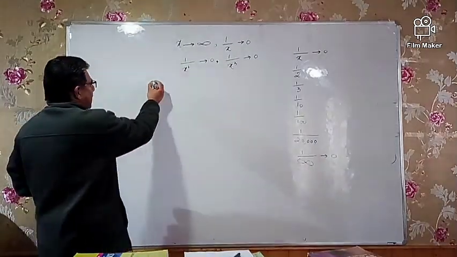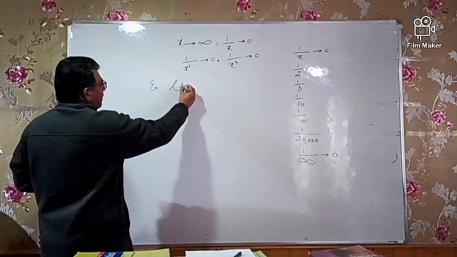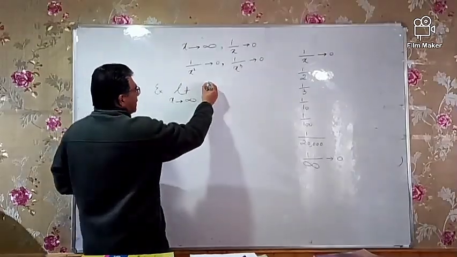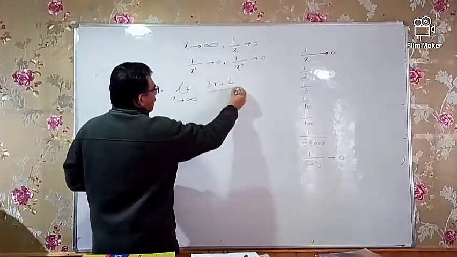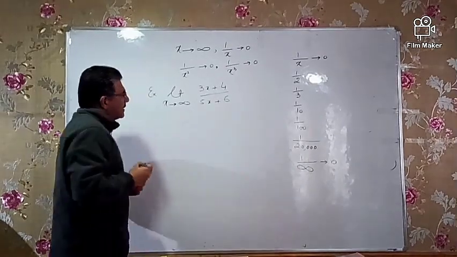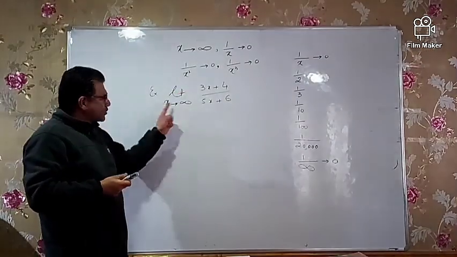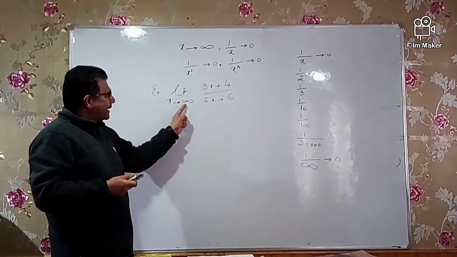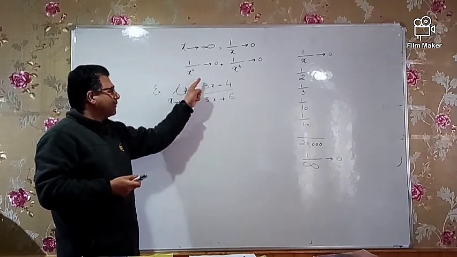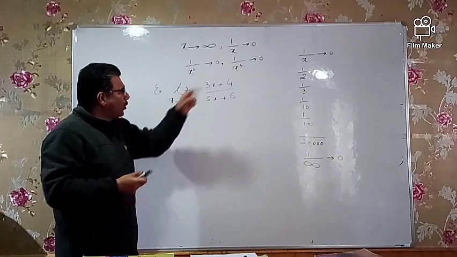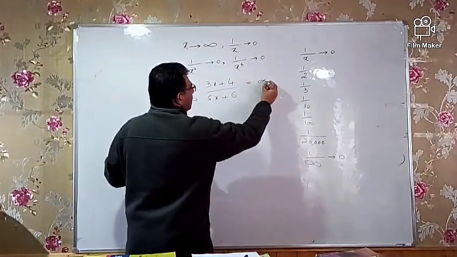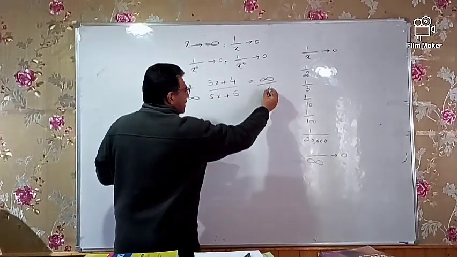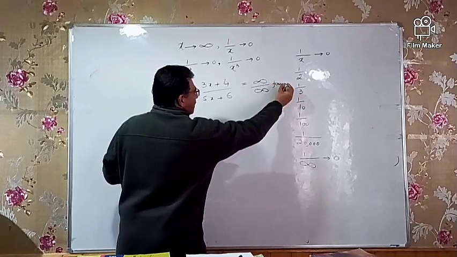Now for example, I will take an example like this. Limit x tends to infinity, 3x plus 4 upon 5x plus 6. Suppose I take x as infinity. 3 into infinity will become infinity. So infinity plus 4, if you add 4 to infinity, it will again be infinity. 5 into infinity is infinity. Infinity को आप 6 add करना चाहते हैं, so again infinity. So it is infinity by infinity form.